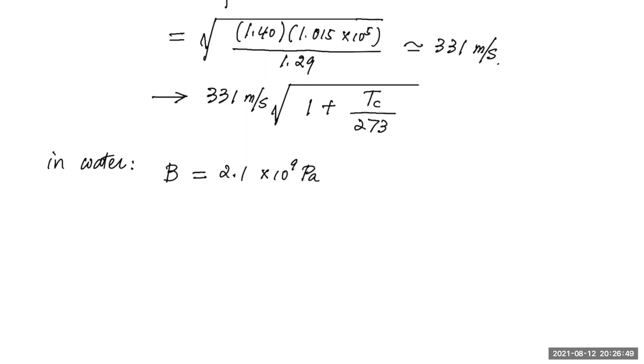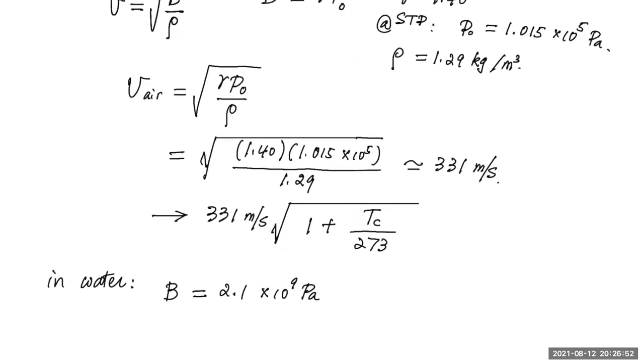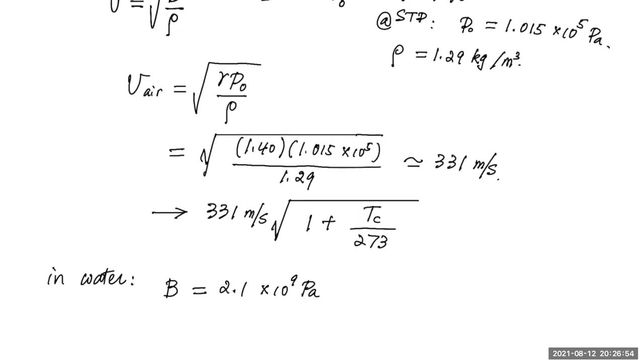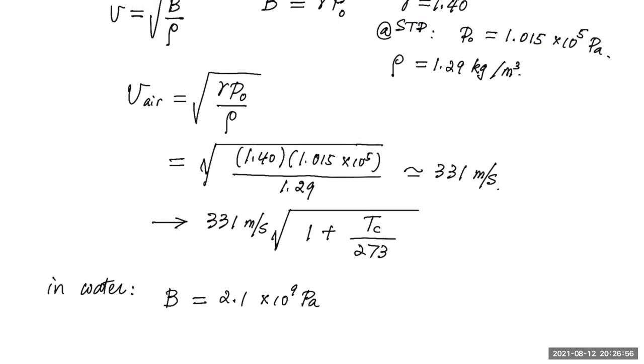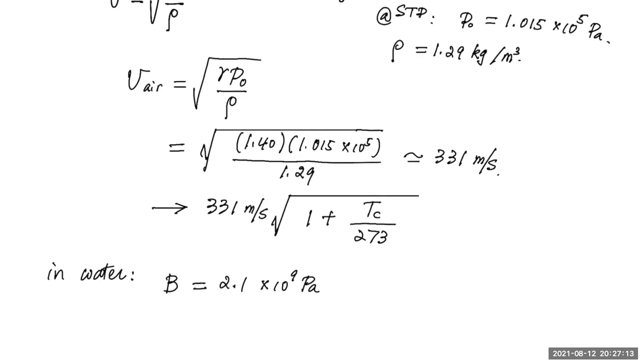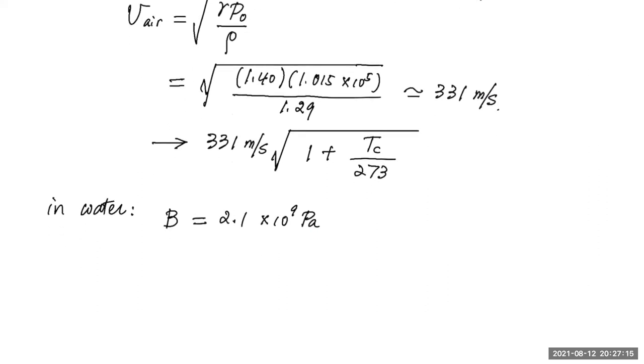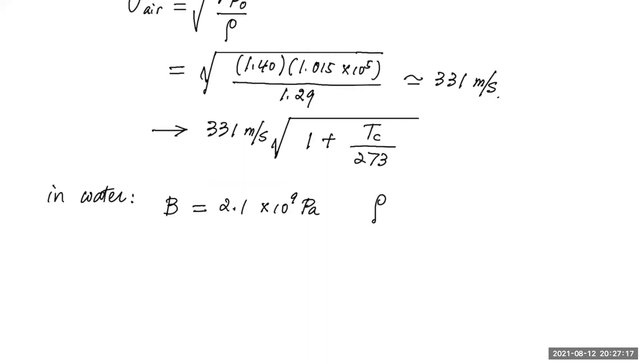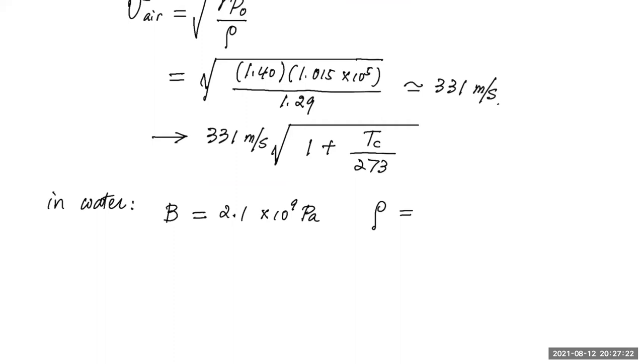You notice that it is much greater than the bulk modulus of air, which makes sense. Have you ever tried to compress water? It's nearly impossible, right? You compress air, it's much easier. Because the bulk modulus of water is much greater, it's more than 4 orders of magnitude greater than that of air. So it makes sense. All right, but the density is also higher. The density of water is not quite 1.29, rather it's about 1,000, right?